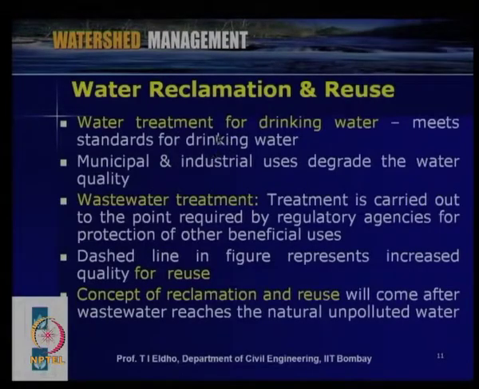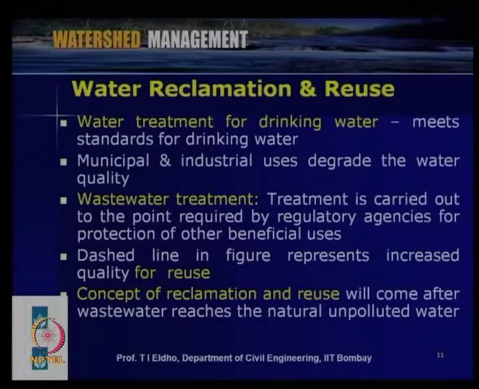When we look into water reclamation and reuse, for drinking water treatment we have to meet appropriate standards. As we are discussing, this includes the pH range of 6.5 to 8, the TDS requirements, and the BOD or COD. All these requirements we have to see, especially if we are trying to use the reclaimed water for drinking purposes, where we have to go for strict measures for quality control.